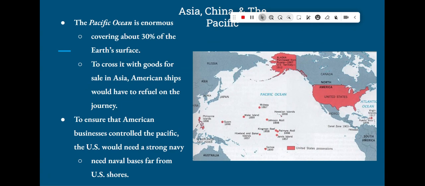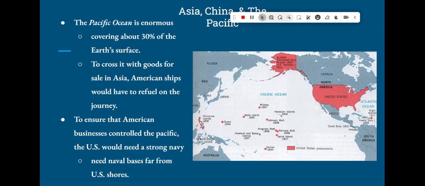To cross it with goods for sale in Asia, American ships would have to refuel on the journey. At this time, they're using steam engines that are fired by coal. You shovel coal into a furnace. It burns. It heats up a boiler full of water that creates steam. Steam moves the engine parts. But in order to get across, we need to stop and refuel along the journey.